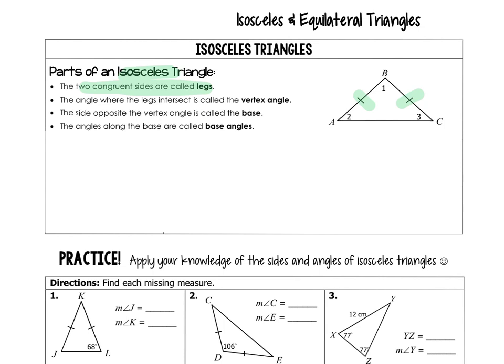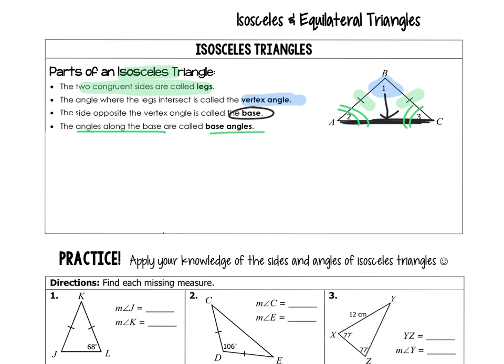They're congruent. The angle where the legs intersect is called the vertex angle. So that would be here. So angle 1 would be our vertex angle. The side opposite the vertex angle is called the base. So this would be my base right here. And opposite the congruent sides are the angles along the base. Those are our base angles. So these are my base angles.